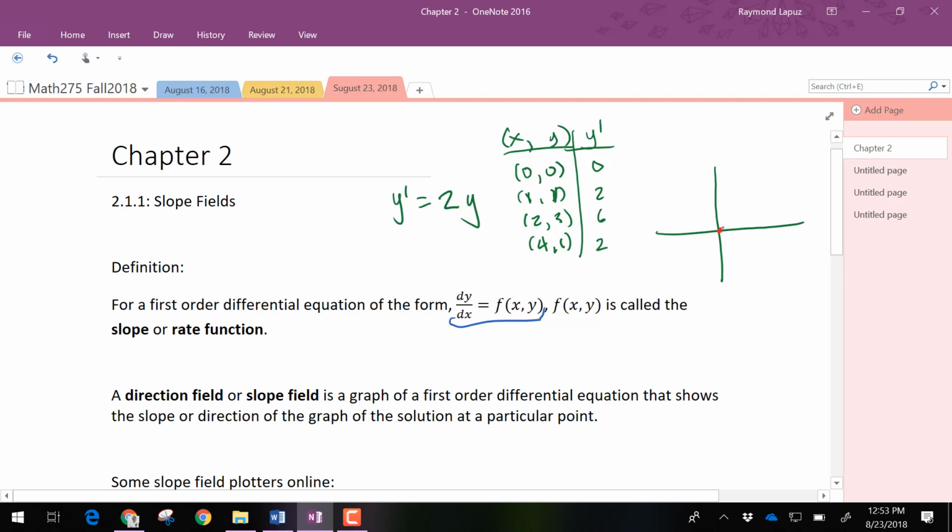So instead of graphing 0 or something weird like that, we're just going to draw a line that represents a slope of 0. A slope of 0 is a horizontal line. So I'll draw a little horizontal line at 0, 0. At 1, 1, we're at this point 1, 1. And now I want to draw a line that represents a slope of 2. So slope of 1 is your diagonal. Slope of 2 is a little bit steeper.